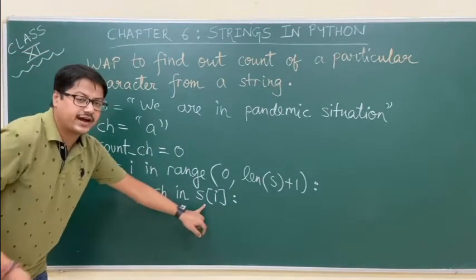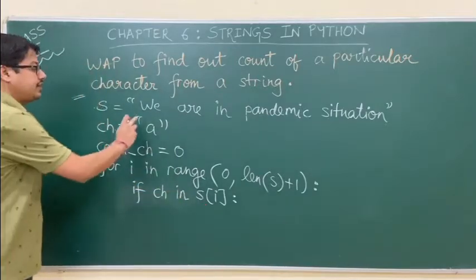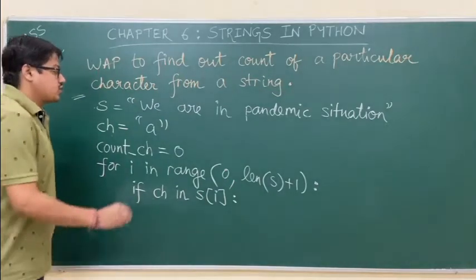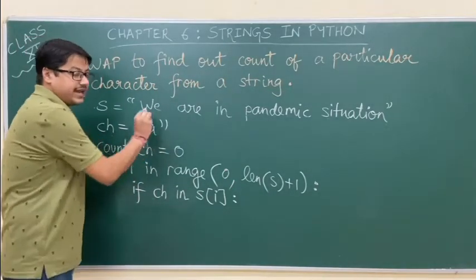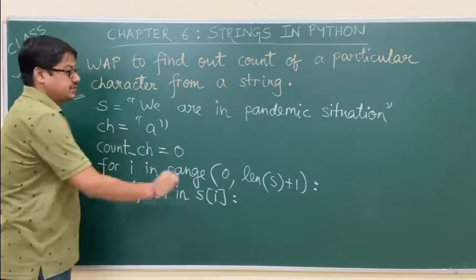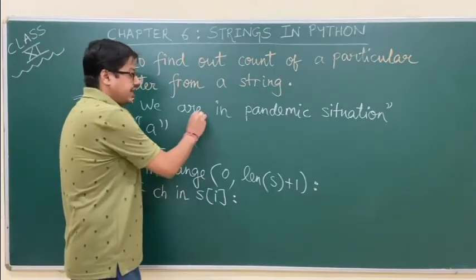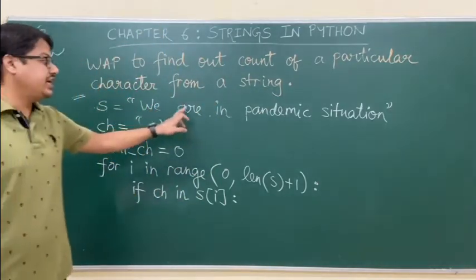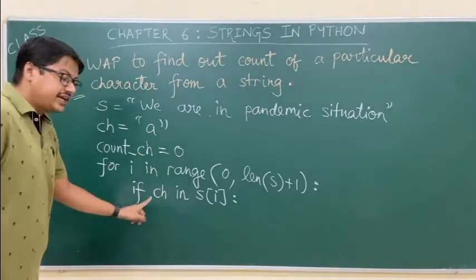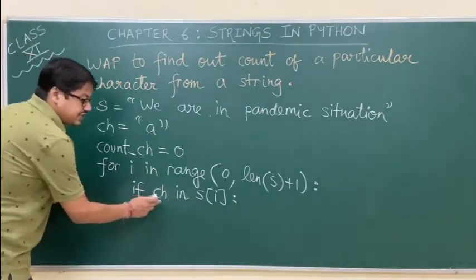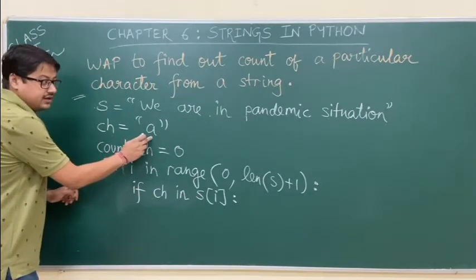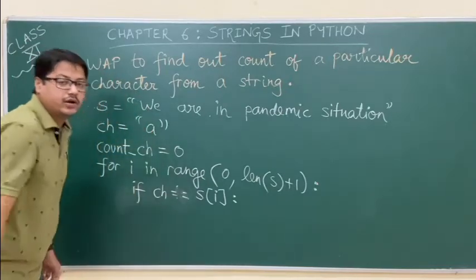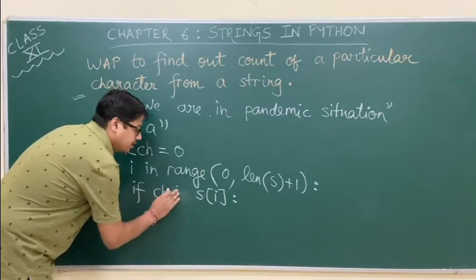If A in S of I, what will S of I do? S of I will give me each character one by one. Initially, S of I will give me W, then E, then space, then A, then R, then E, then space, and so on. So what is this if condition checking? If CH in S of I, if this A is contained in this. Remember, instead of in you can also use double equal to. Both will work the same.